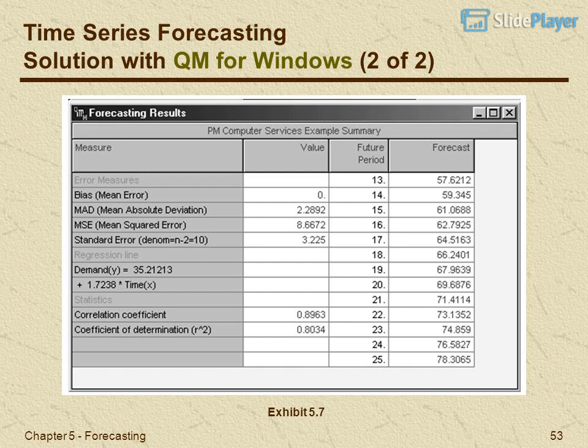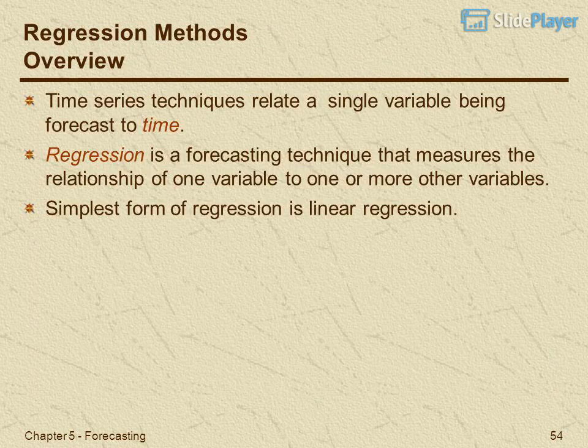Exhibit 5.7. Chapter 5, Forecasting. Regression methods overview. Time series techniques relate a single variable being forecast to time. Regression is a forecasting technique that measures the relationship of one variable to one or more other variables. The simplest form of regression is linear regression.